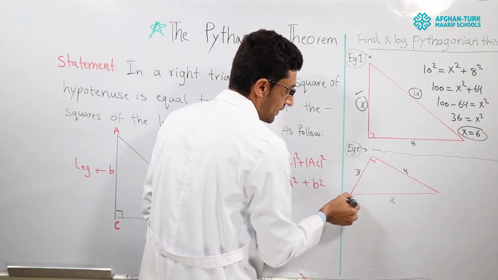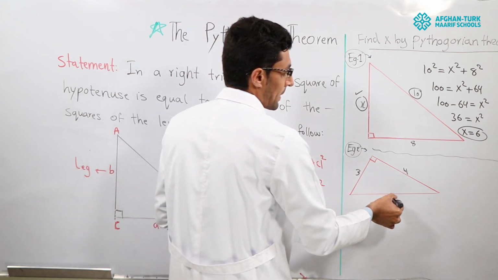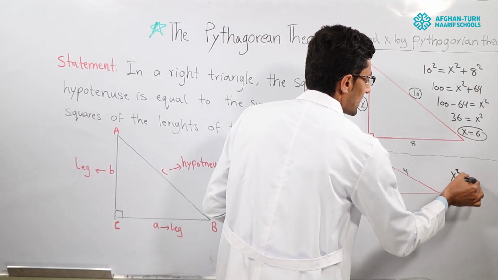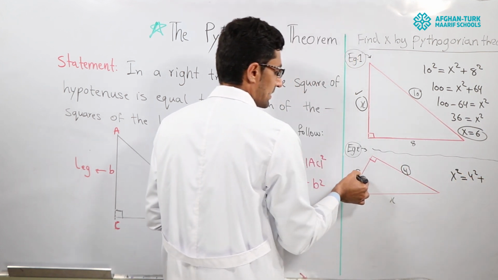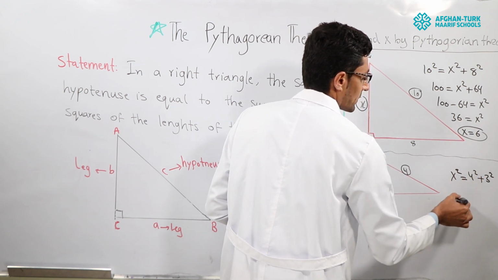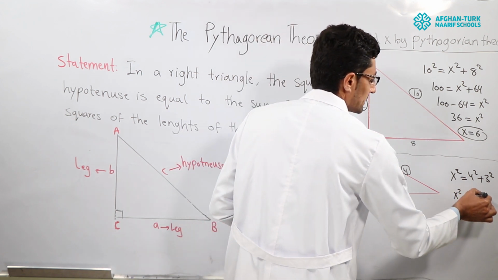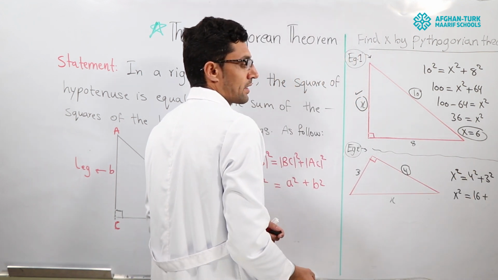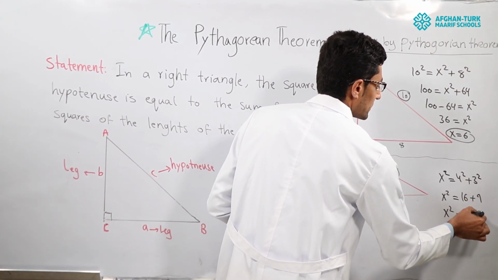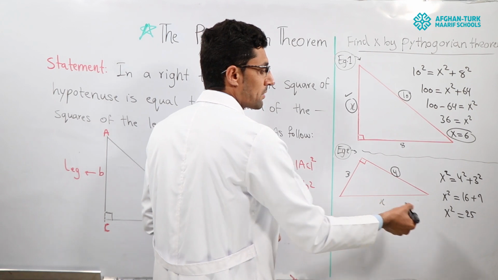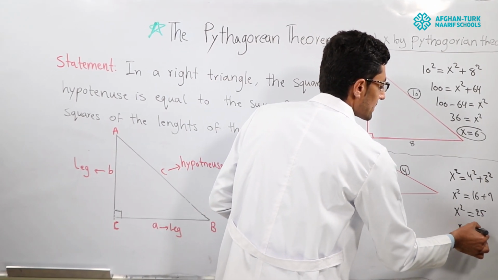Another example for you. Here you have to think that this is the hypotenuse because it is the long side. We can find this. X square is equal to the sum of one leg, 4 square, plus 3 to the power of 2, which is 9. X square is equal to 25. Which number multiplied by itself becomes 25? It is 5.